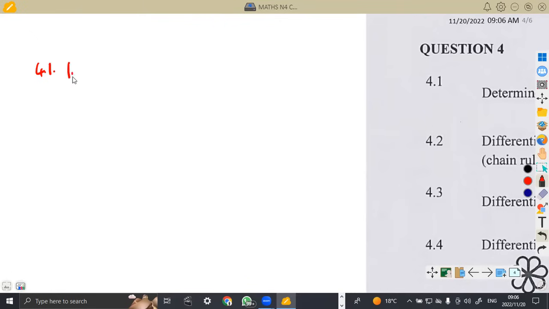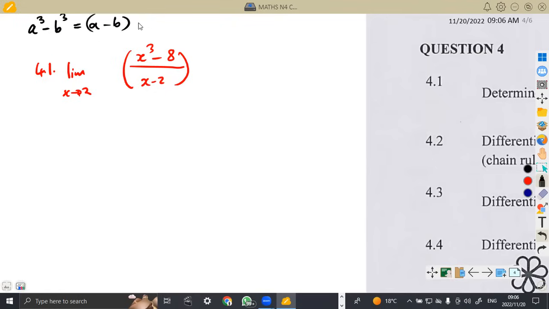That's 4.1. We've got the limit as x approaches 2 of x cubed minus 8 over x minus 2. Remember, there is the most important part of factorization that we have for cubic expressions: a cubed minus b cubed is equal to (a minus b) times (a squared plus ab plus b squared).